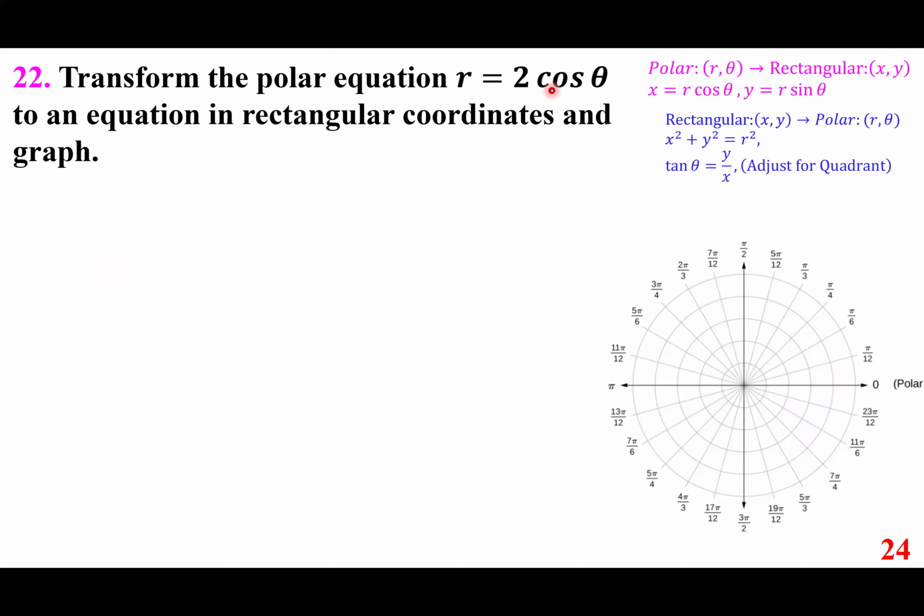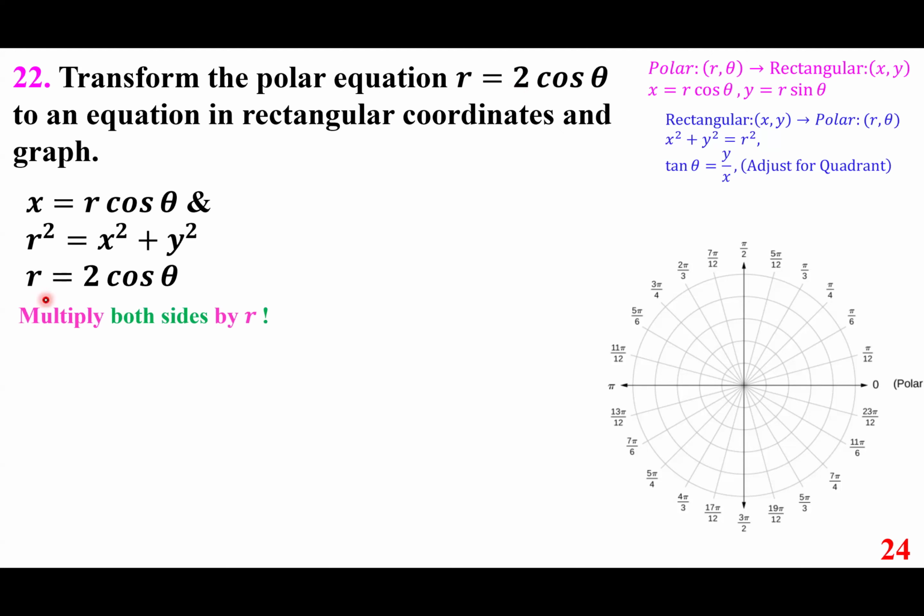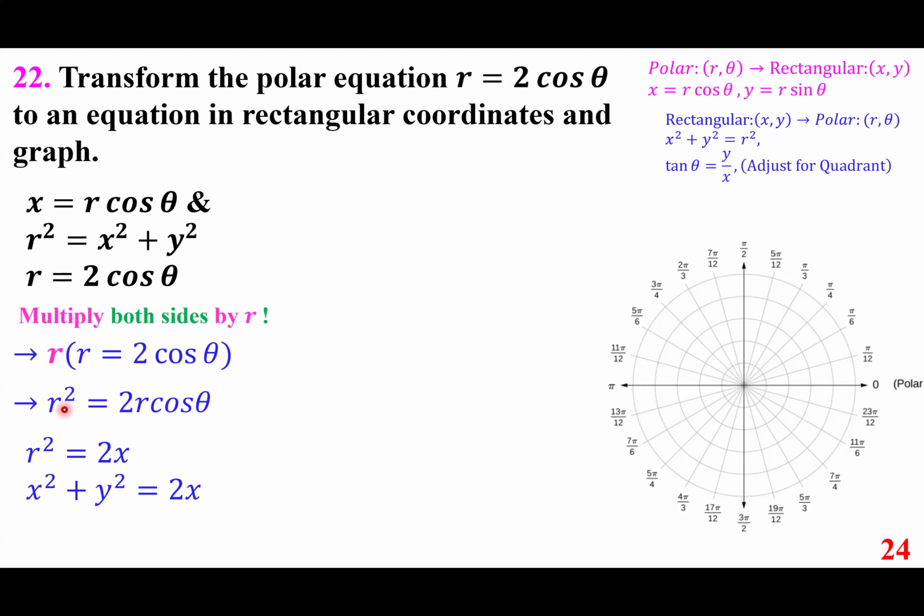Transform the polar equation r equals 2 cosine theta to an equation of a rectangular coordinate system. So when we have r and either sine or cosine is involved, we know that x represents r cosine theta, r squared is x squared plus y squared, and r in this case is 2 cosine theta. The technique is to multiply both sides by r. So that gives you r squared, and the right side is 2r cosine theta. R squared is therefore 2x, and that means x squared plus y squared is 2x.